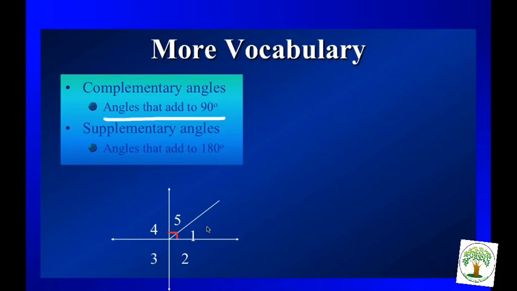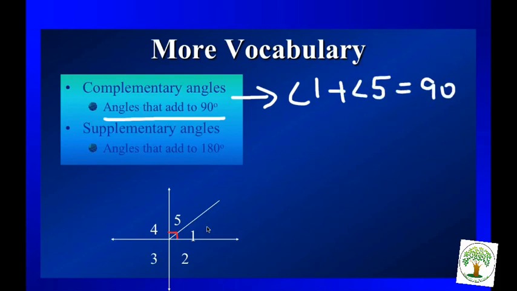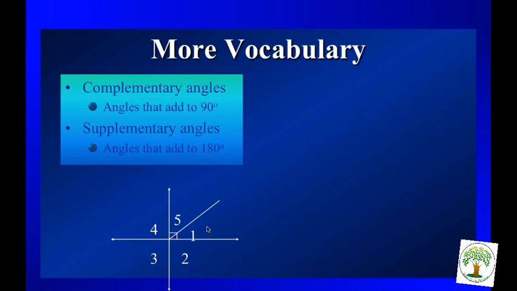What two angles add up to 90 degrees right here? 5 and 1. 5 and 1 are called complementary angles because they add up to 90. So we could say over here, angle 1 plus angle 5 equals 90 degrees, and they are complementary.